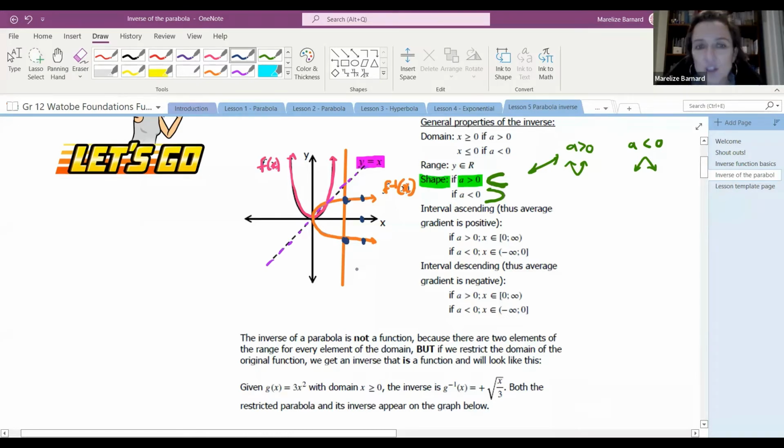So what we then do is this thing called a domain restriction. Because if we restrict the domain, then we only look at certain x values. And that is going to turn our inverse graph from not being a function into being a function. Domain restriction is a little maneuver that we do in mathematics to change a graph from not being a function to being a function.